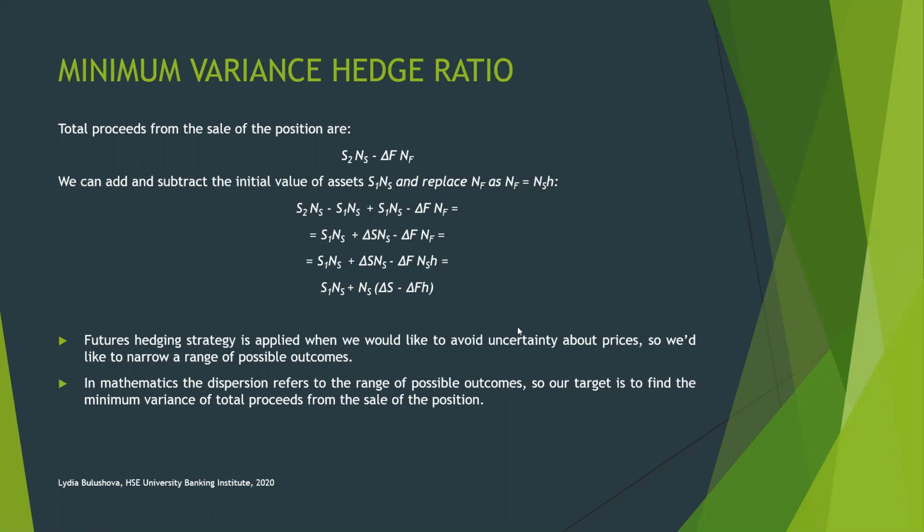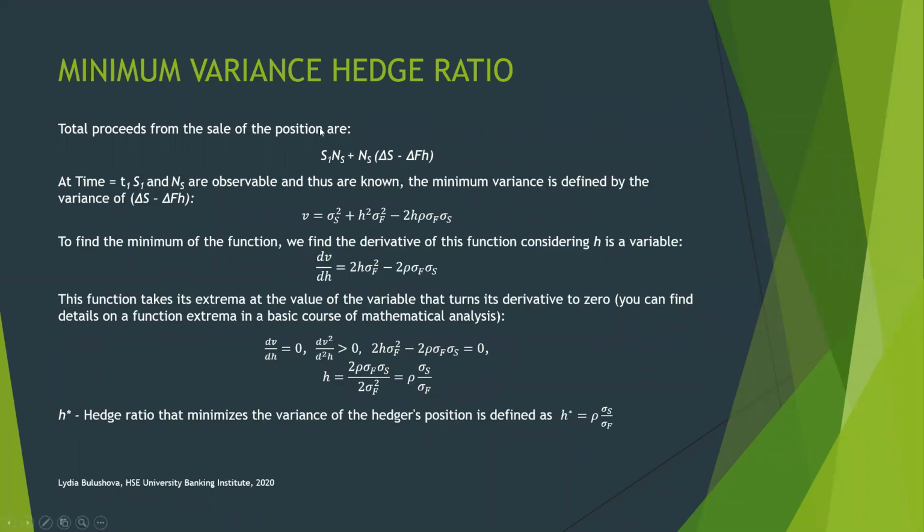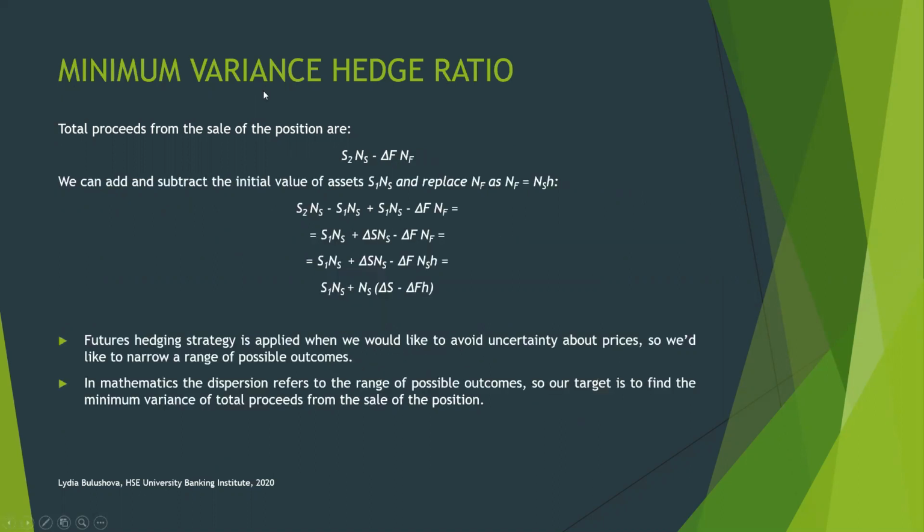So why do we use that? We're going to use this to derive the formula. So I'll give a couple of words explaining the logic. What are we going to do? The futures hedging strategy is applied when we'd like to avoid uncertainty about prices. So we'd like to minimize market risk.